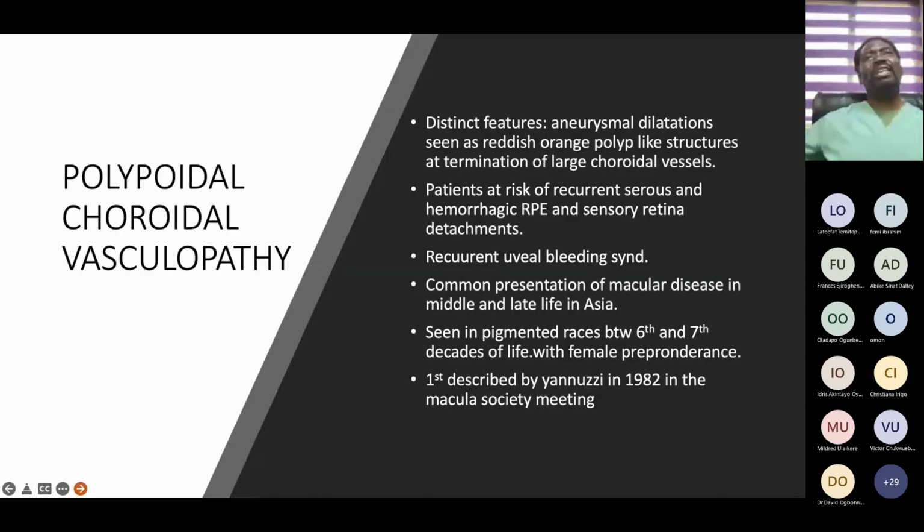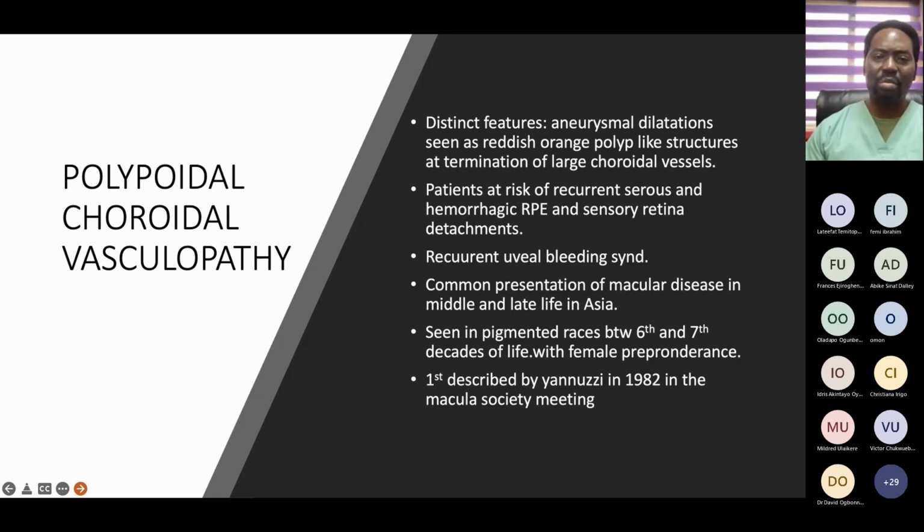These days, it tends to be less and less important for us to classify into classic and occult, because in those days it was important in the treatment we gave, but today, whether it is predominantly classic or not, we are going to give anti-VEGF.